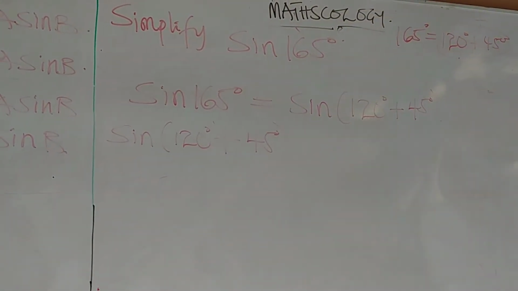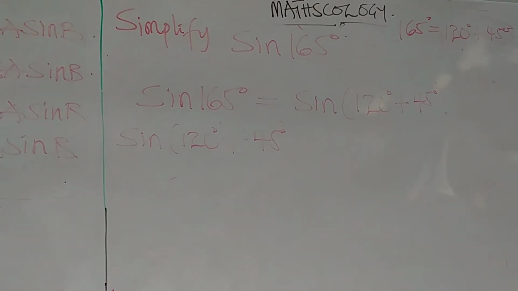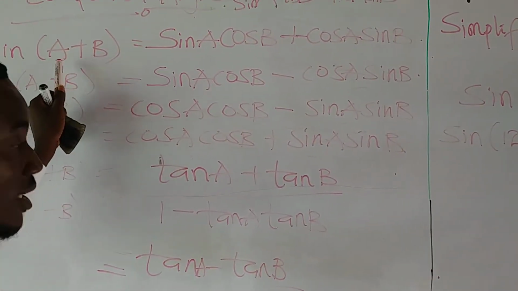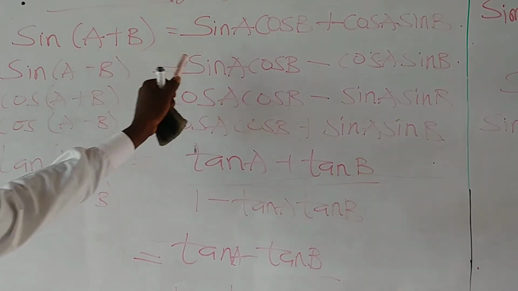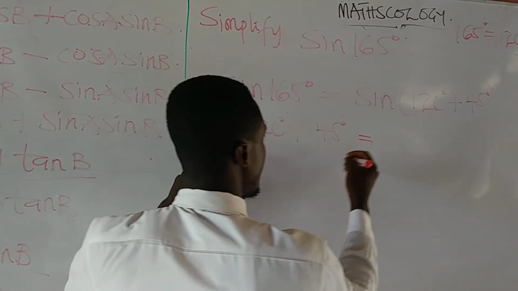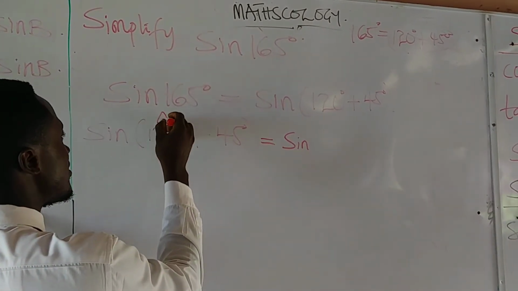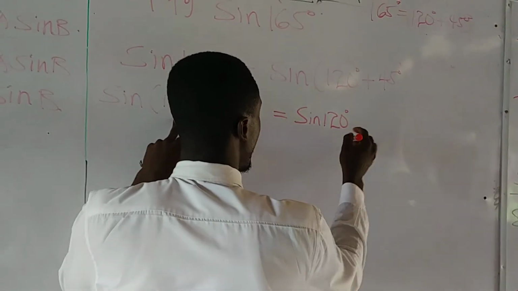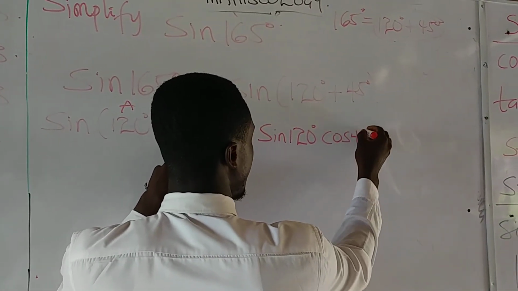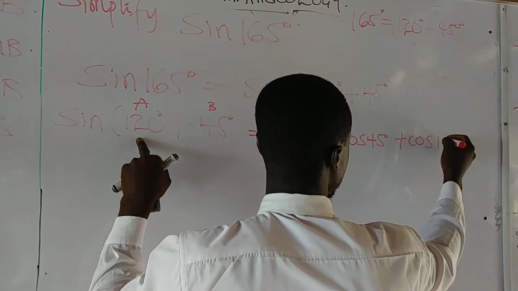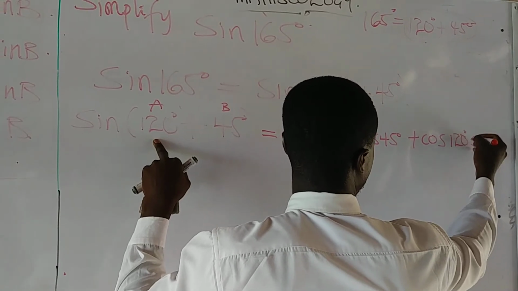Then you apply the formula: if you have the sine of the sum of two different angles, treat it as sine A cos B plus cos A sine B. So this one will be equal to, now our A is 120 and our B is 45 degrees. So sine A will be sine 120 degrees, cos B, so cos 45 degrees, plus cos A, which is cos 120 degrees, sine 45 degrees.